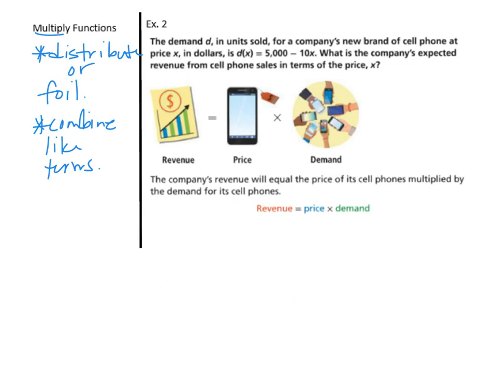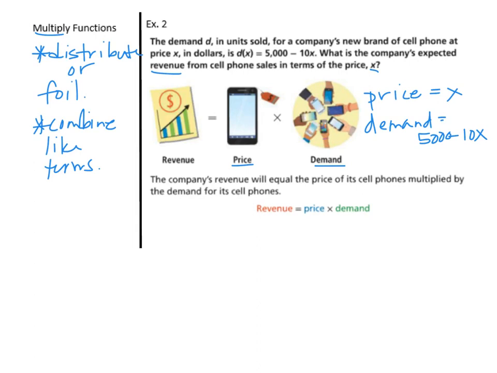The demand D in units sold for a company's new brand of cell phone at price x in dollars is this equation. D of x equals 5,000 minus 10x. What is the company's expected revenue from cell phone sales in terms of the price x? So if we think about it, revenue is going to equal price times demand. The money that the company takes in is equal to how many cell phones they sell at a given price. So if the price is x and the demand is 5,000 minus 10x.